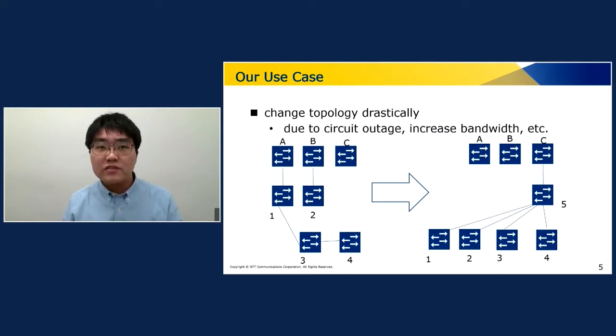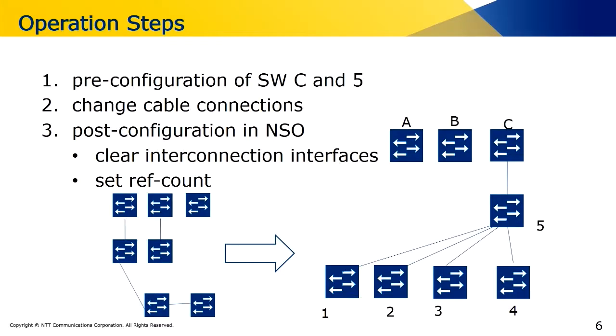This is the 3 operation steps in this work. The first step is insertion of switch C and switch 5. It is done before changing physical connections. The second step, changing cable connections. The third step, configuration of NSO. We clear unused connections and set ref count to the correct value. The first and the second steps are trivial. I'll describe the third step.